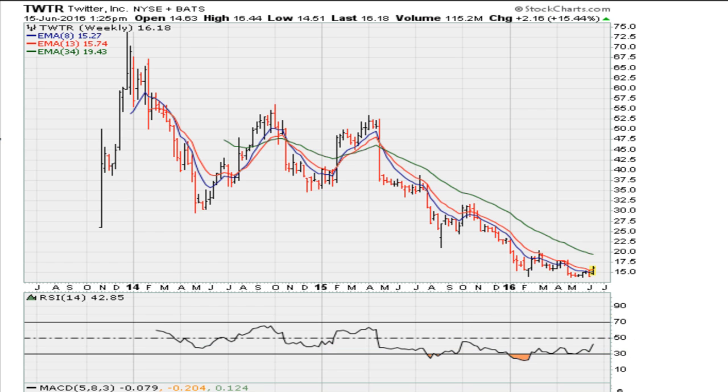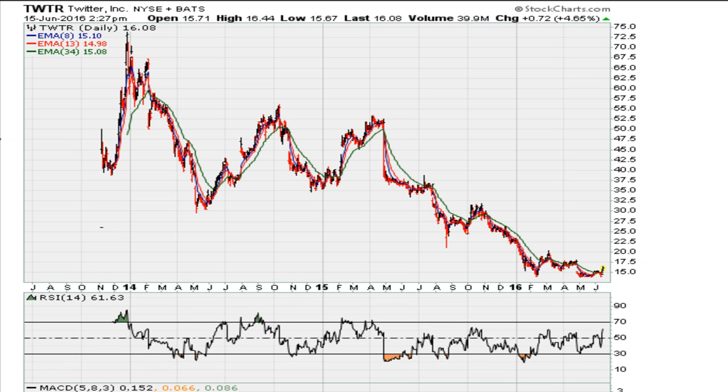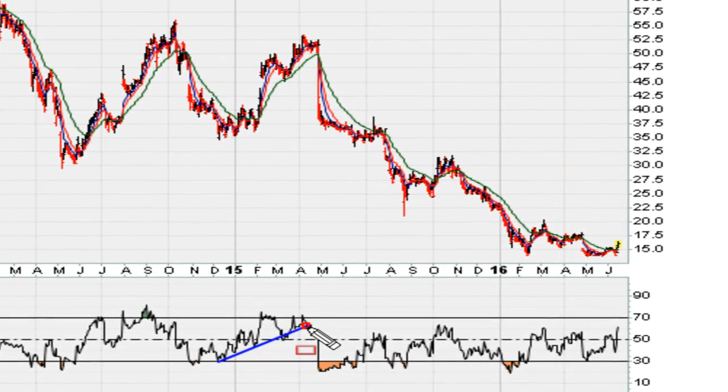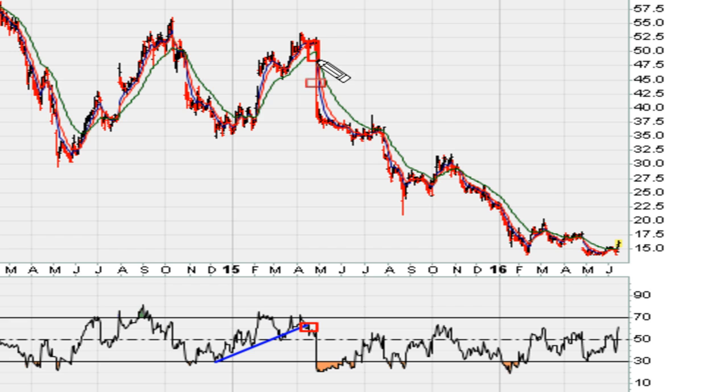Now that's the weekly. Take a look at the all data daily. So all data daily on Twitter. And what we have here is there was a break sometime during this period here. There was a trend line break. Let's call it during this period here, August of 2015, during this move. And of course we know the stock has been trading much lower since then.